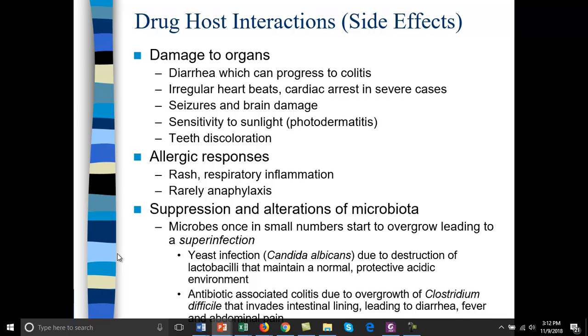And then any antibiotic is going to kill off normal good flora. And so when that happens, then other organisms that are in your body can become out of check, like yeast. A yeast infection. Yeast infections are held at bay by normal bacteria. But once those normal bacteria are killed off, then the yeast will start to become infective. Infective yeast is called Candida albicans. And when you kill off your lactobacillus, then the yeast start to infect. Also, as I said before, Clostridium difficile, or C. diff, invades the intestinal lining, and that leads to diarrhea, fever, and abdominal pain.